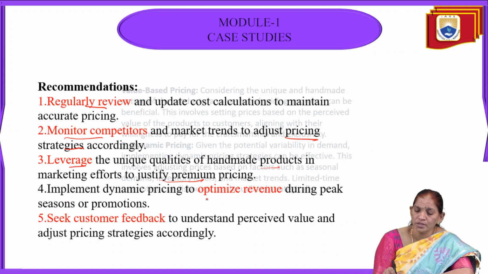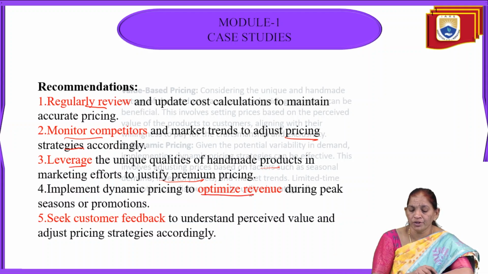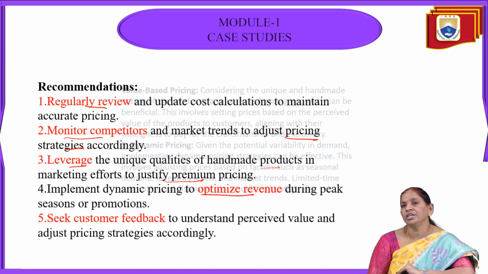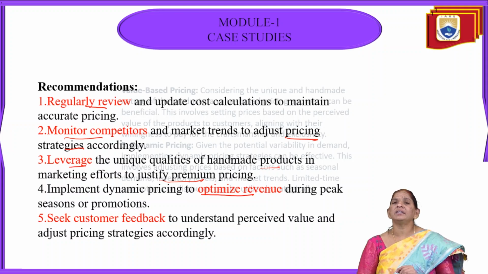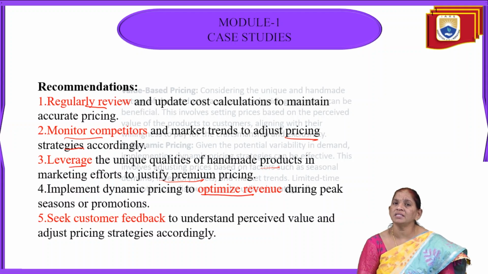And the next one is to get the optimum revenue, maybe by promoting during the peak seasons. It means when it is a rush or when the requirement is there, at that time we can optimize, meaning increase the revenue by analyzing the demand variations.